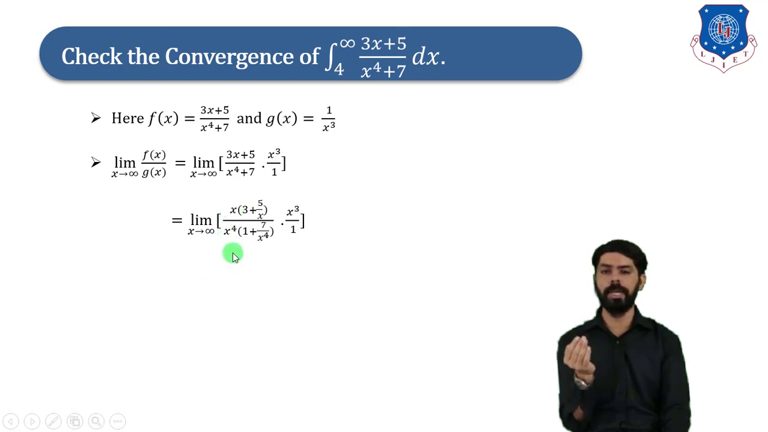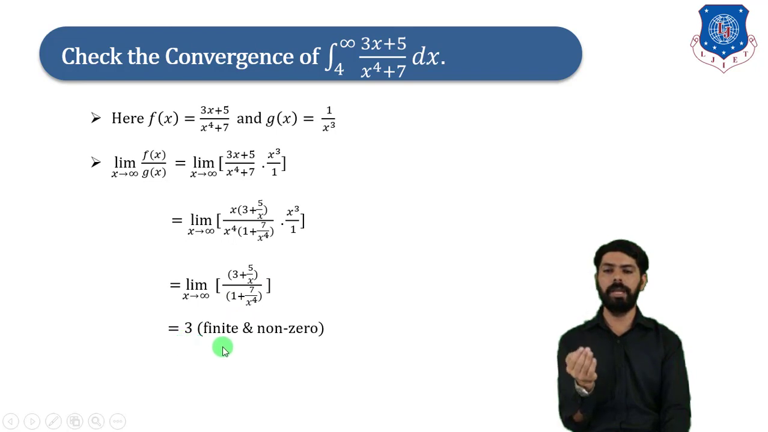So it will be limit x tends to infinite (3 plus 5 divided by x) whole divided by (1 plus 7 divided by x raised to 4). Now here we will replace x by infinite. So 5 divided by infinite will be 0. Same way 7 divided by infinite will be 0. So it will be 3 plus 0 divided by 1 plus 0. So it will be 3, which is finite and non-zero.